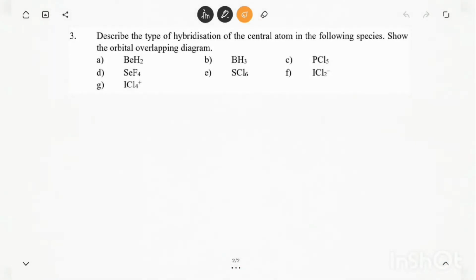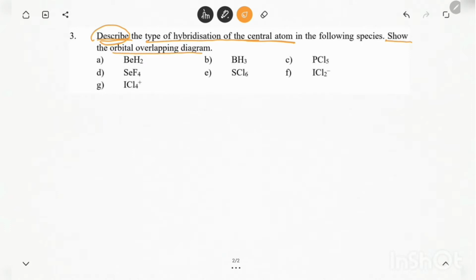So let's discuss tutorial question 4.3, question number 3. Describe the type of hybridization of the central atom in the following species. Show the orbital overlapping diagram. So we have 2 questions here. First, to describe the type of hybridization of the central atom. Number 2, to show the orbital overlapping.